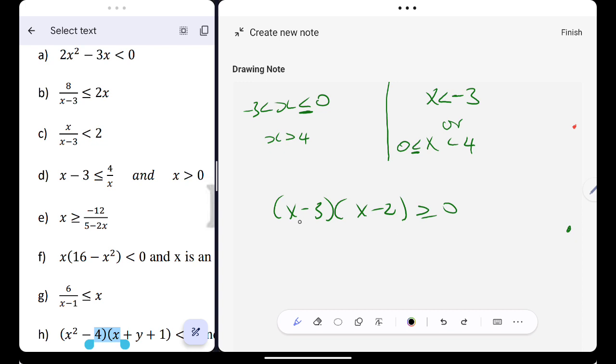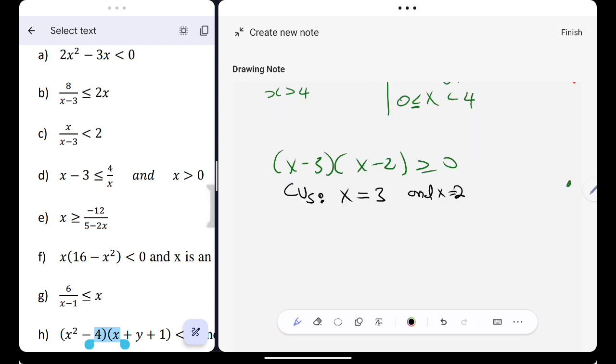The first thing you must do after factorizing is write down your critical values. So x is 3, or x is 2. These are my 2 critical values. And thereafter just represent them on a number line. I have 2 and 3 there. Are they included or not? Yes, they are included because there's an equal sign there. So I'll just do this and this.